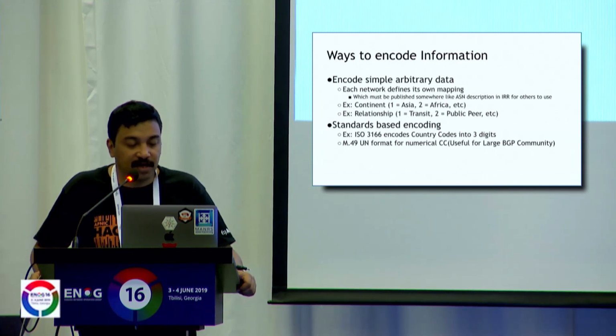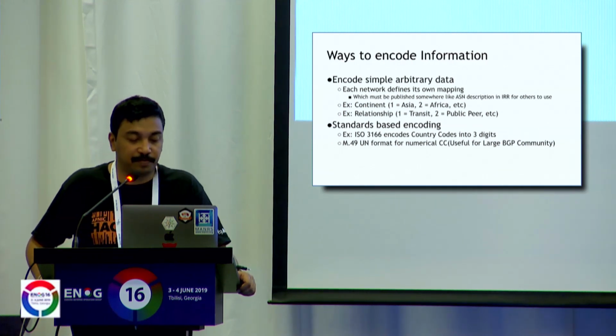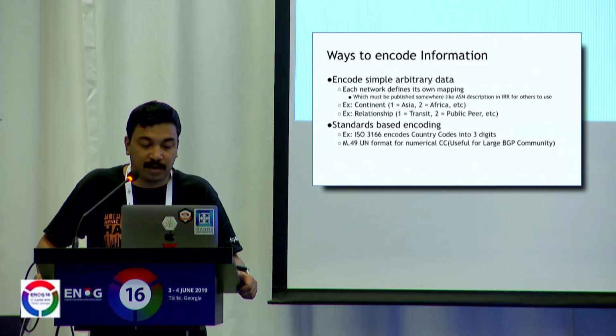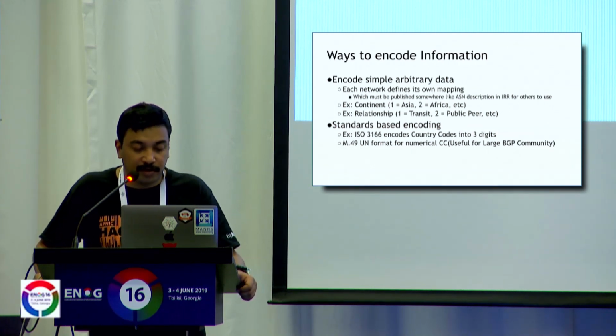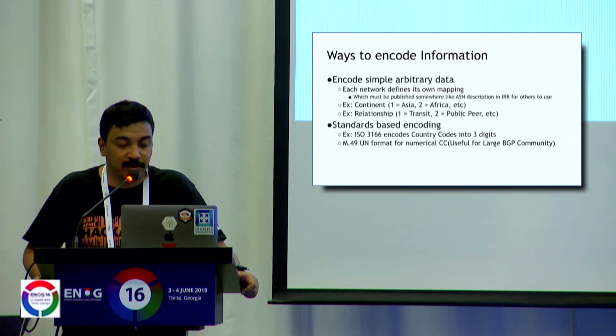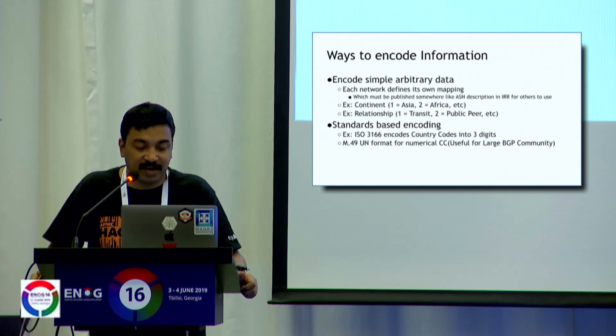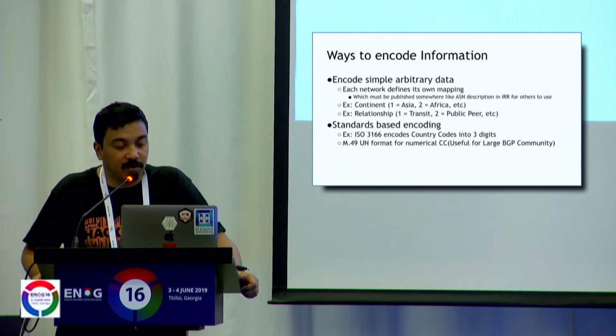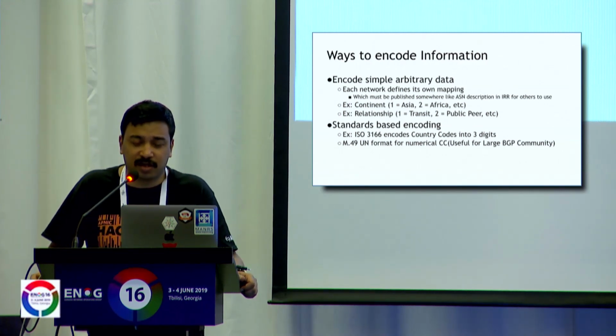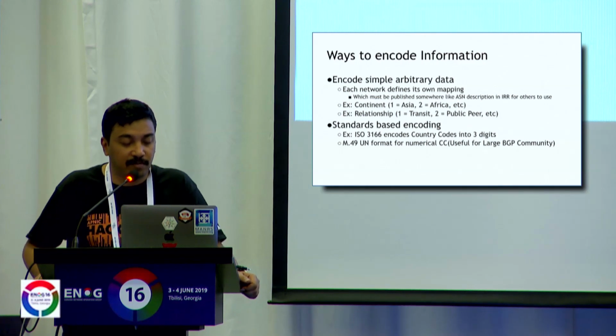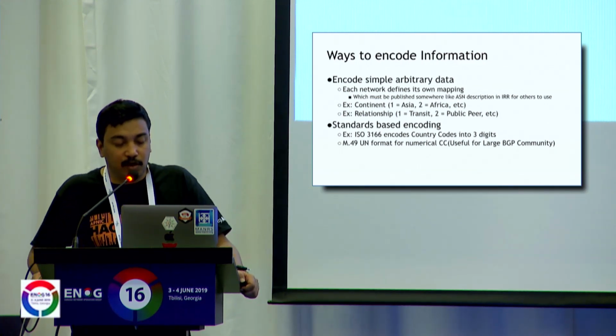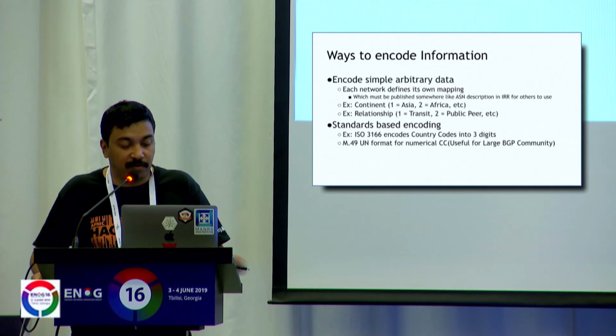So how can you encode this arbitrary data within those specific numbers? Every network must define their own mapping. For continent, you can use 1, 2, up to 7 for different continents like Asia, Africa, Europe, and anything else for the relationship, like transit or public peers. You can use other standard-based encoding like ISO 3166 country codes in 3 digits. You might use this in large BGP communities because they have a wider value of 4 bytes. If you want to use a numerical country code using the UN format, you can use the M.49 format too.